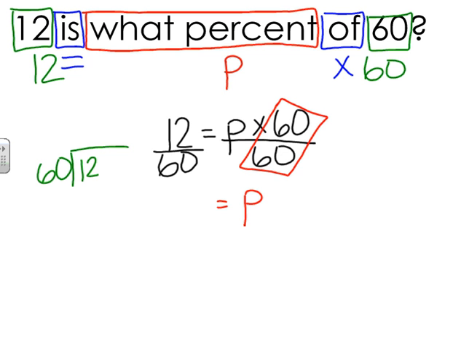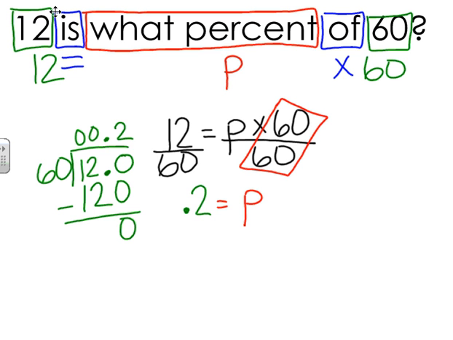So 12 will not go into 1. It will not go into 12. But if I add a decimal point and 0, 60 will go into 120 twice, and it comes out to be exactly 120. So I get 2 tenths as my number for p.